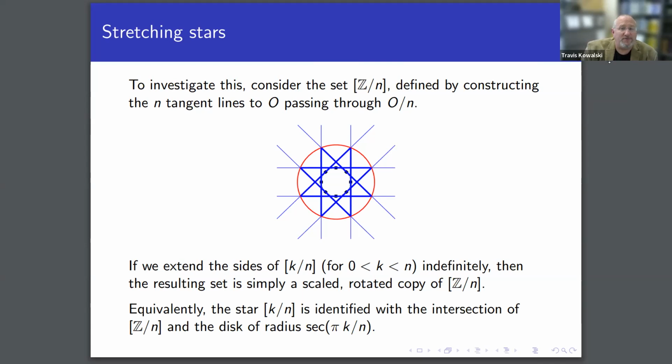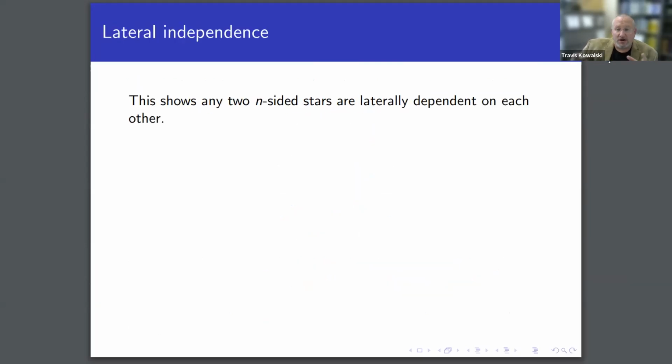And here are 2 examples. Here's the z over 8, and I've drawn the circle of radius secant pi 3 over 8, secant pi 2 over 8. So you can see the stars embedded inside of each other. This argument shows that any 2 n-sided stars are laterally dependent, because if you extend out the sides of any 2 n-sided stars, you end up with that set z over n.